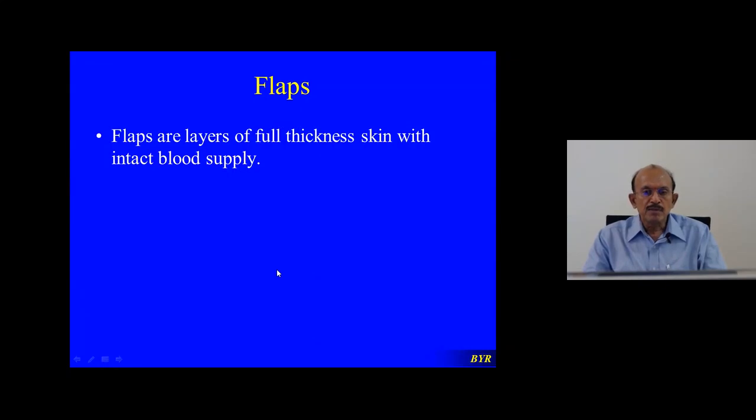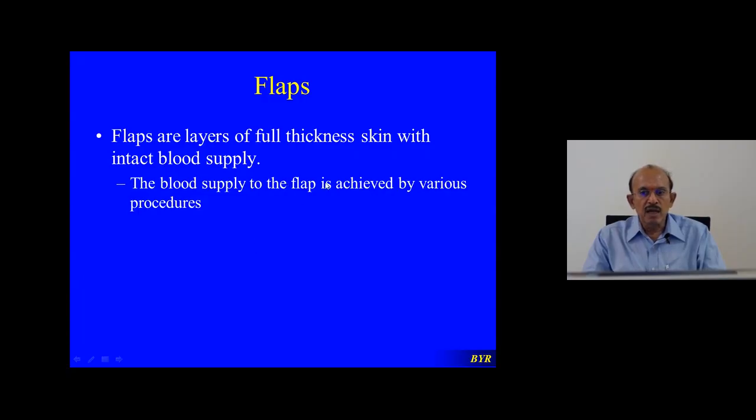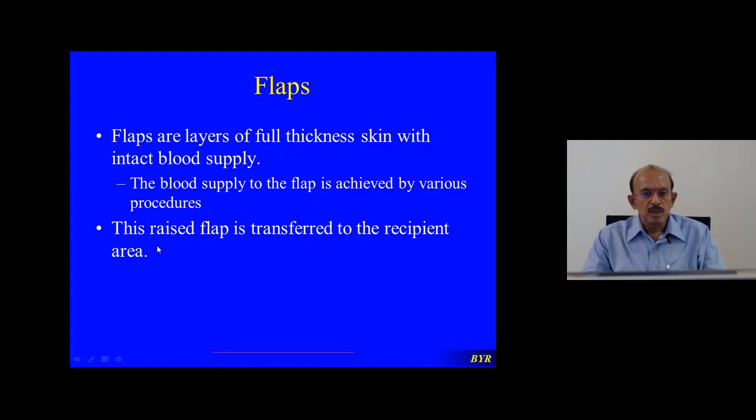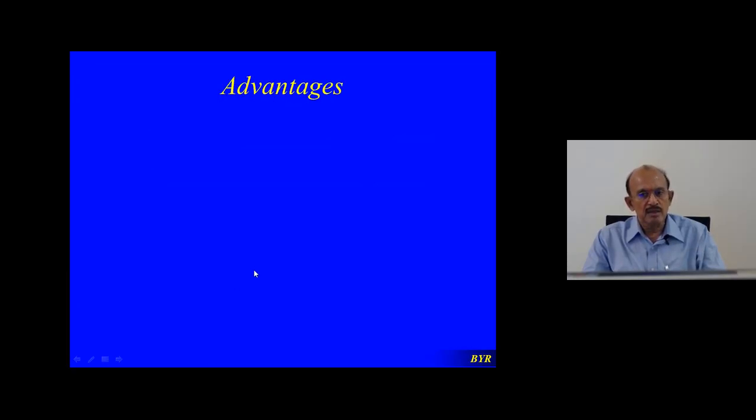Then how do you do these flaps? Let us see. Flaps are layers of full thickness skin with intact blood supply. The blood supply to the flap is achieved by various procedures. This raised flap is transferred to the recipient area. So the flap is raised and is transferred to the recipient area along with the blood supply.